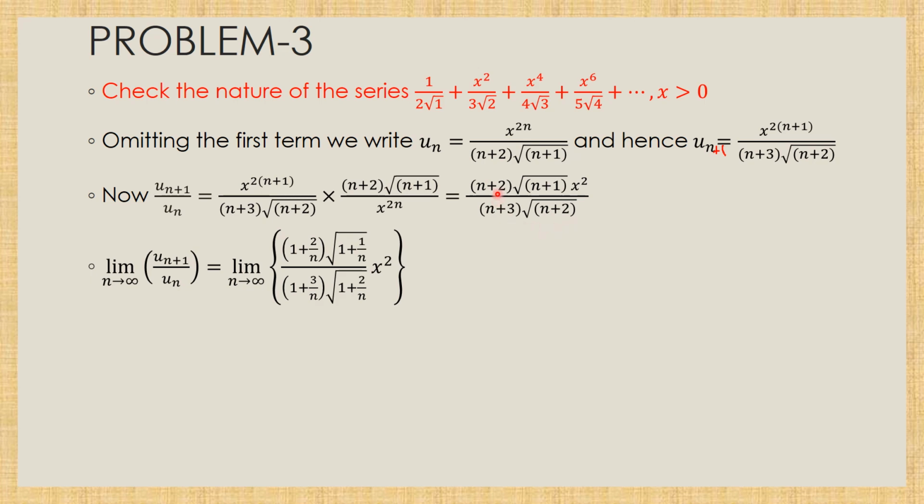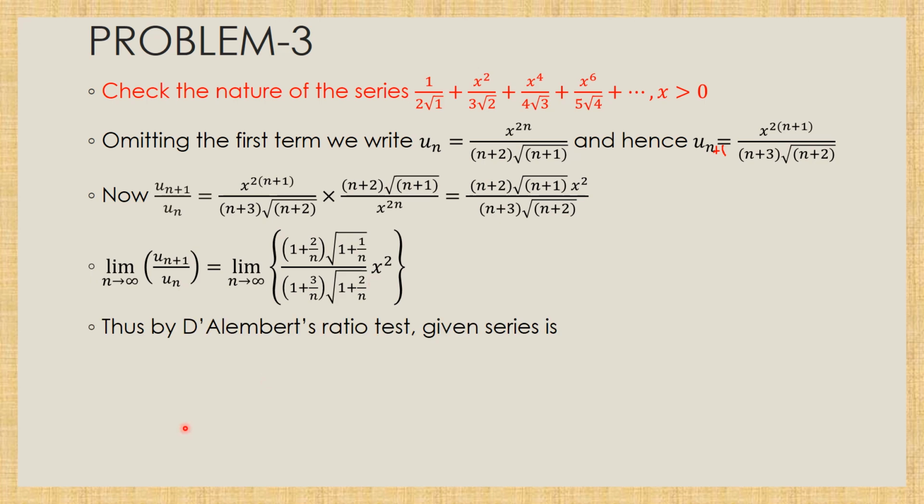Whatever n and root n we have taken from the numerator cancel with the denominator, and we get this expression. Now applying the limit of 1 plus 2 by n. Here the limit of 1 is 1, and the limit of 2 by n is 0. So 1 into the limit of root of 1 plus 1 by n will be 1. Root 1, that is 1. The denominator limit also we get 1. So into x square, this will become x square. So this is equal to x square.